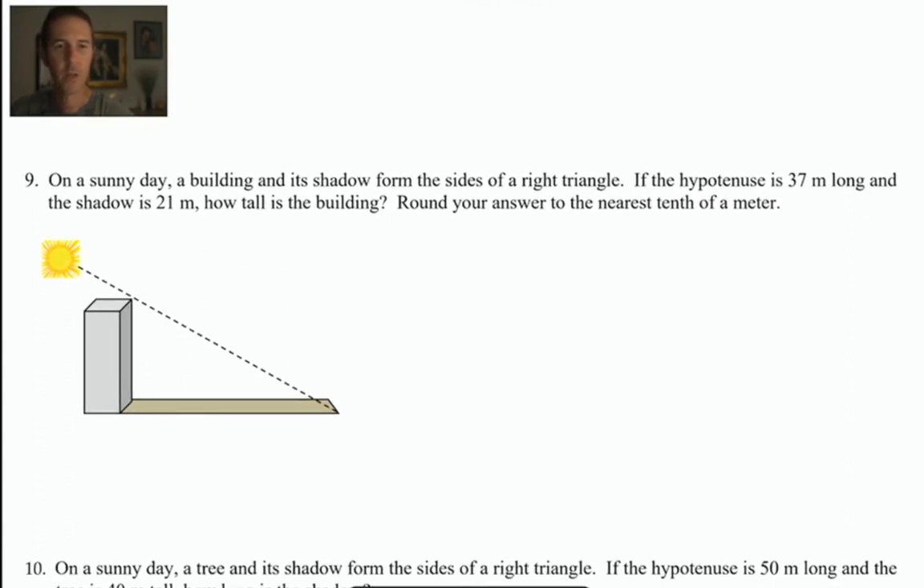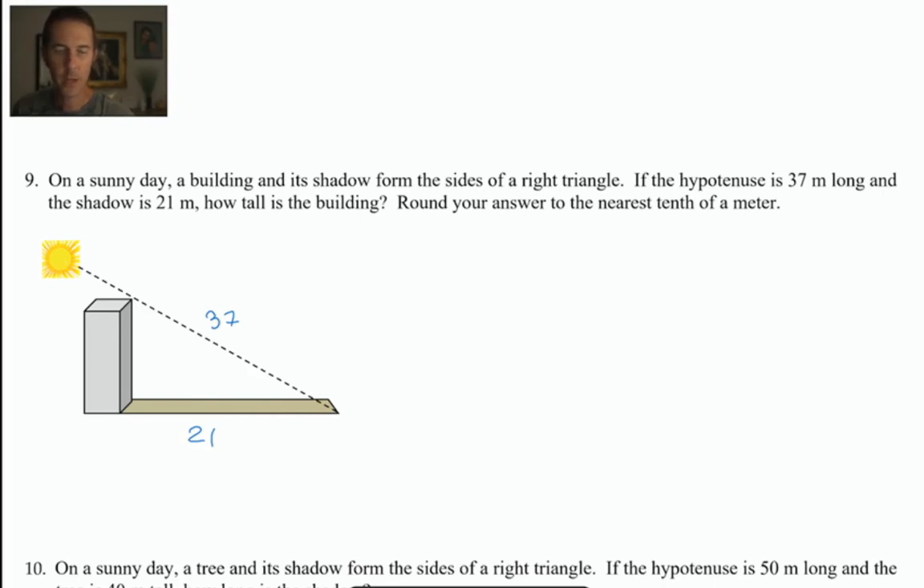That's nice. On a sunny day, a building and its shadow form the sides of a right triangle. That's if the building's not the Leaning Tower of Pisa. If the hypotenuse is 37 meters long, I don't know how you would measure that as your initial measurement, but with a diagram, it's nice we can write the 37 in there. And the shadow is 21 meters. There's the 21. Round your answer to the nearest tenth of a meter in determining how tall the building is.